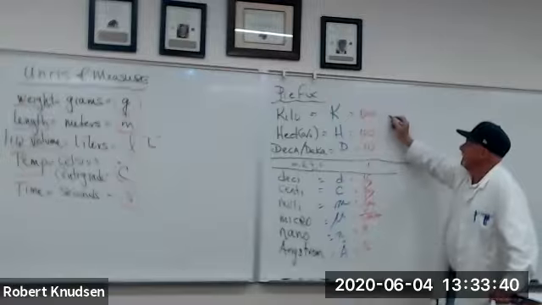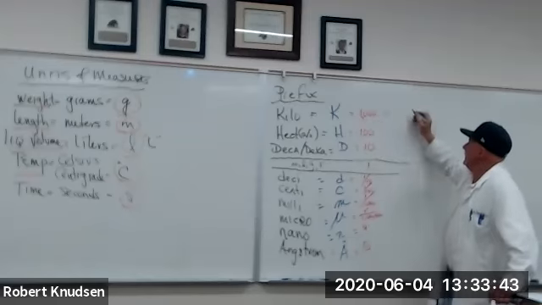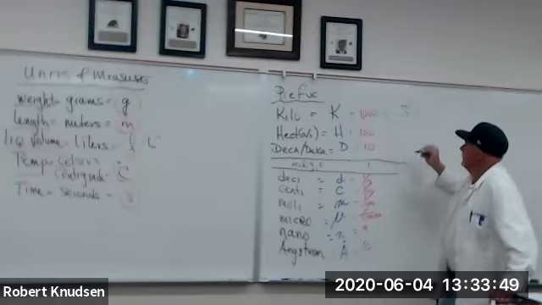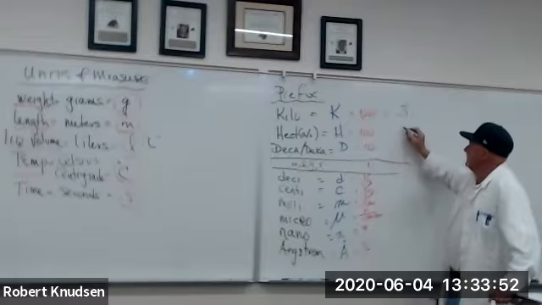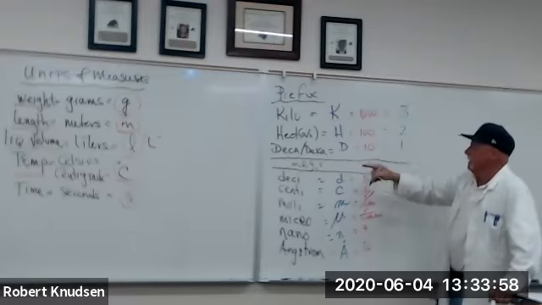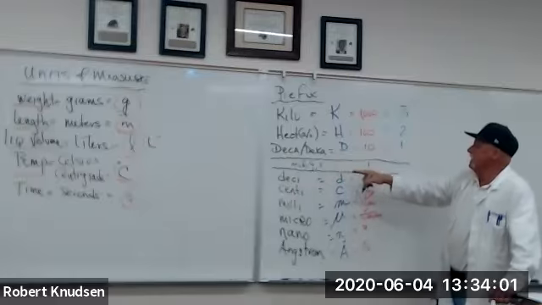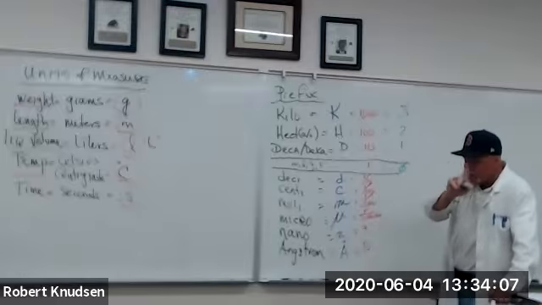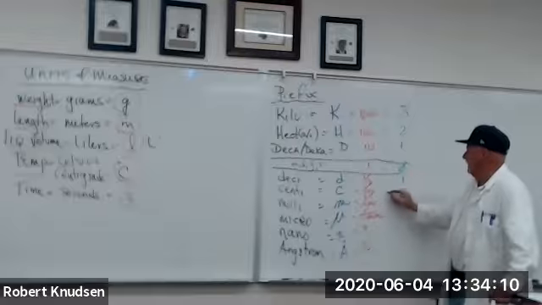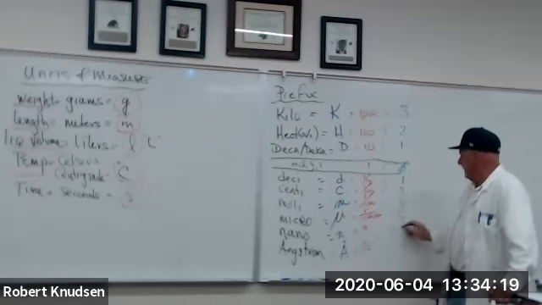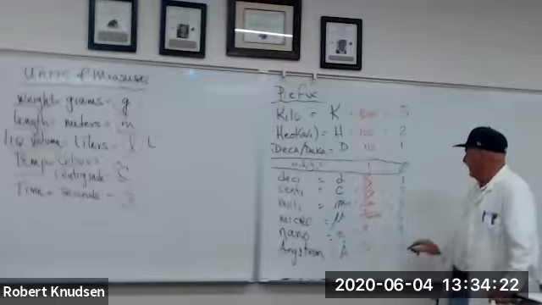Okay. Kilo, how many zeros do you see there? Answer, 3. Hecta, how many zeros? 2. Deca, how many zeros? 1. Meters, liters, grams, seconds, how many zeros? None. Deci, how many zeros? 1. Centi, how many zeros? 2. Milli, how many zeros? 3. Micro, how many zeros? 6. Nano, how many? 9. Angstrom, 10. Okay.